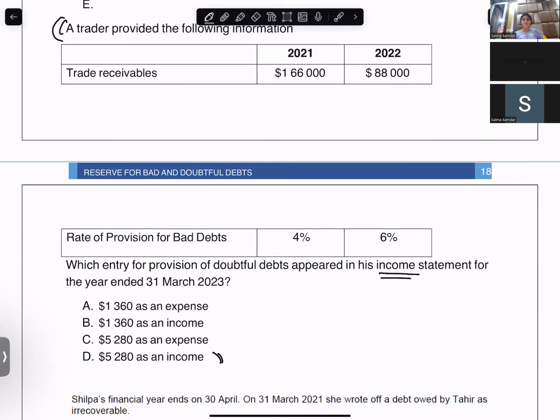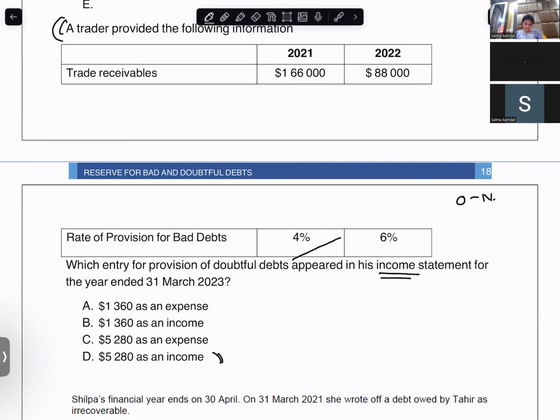Miss, you're muted. It's an income statement. Can you tell me what comes in the income statement? Old minus new. Old minus new. Can you give me the old provision?